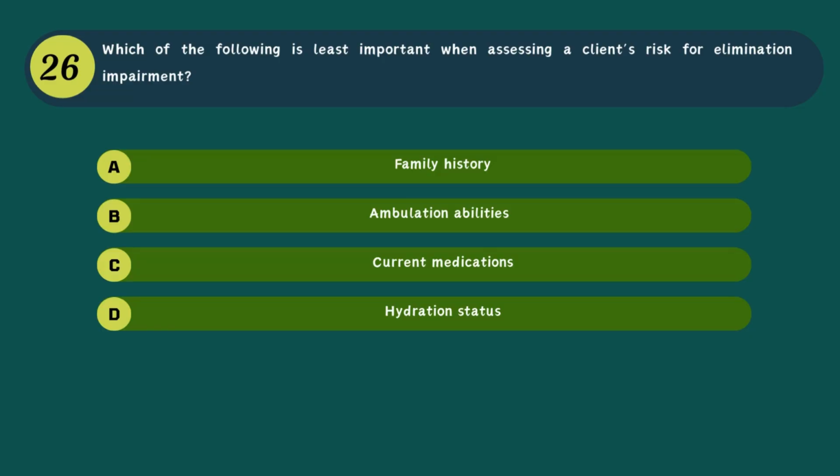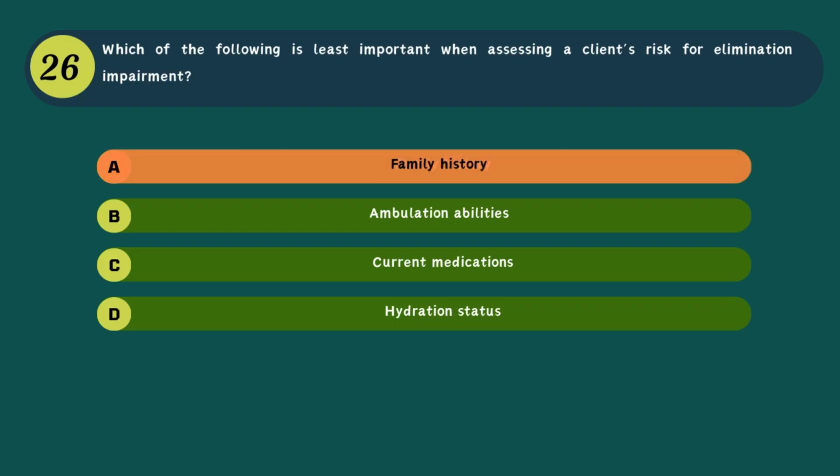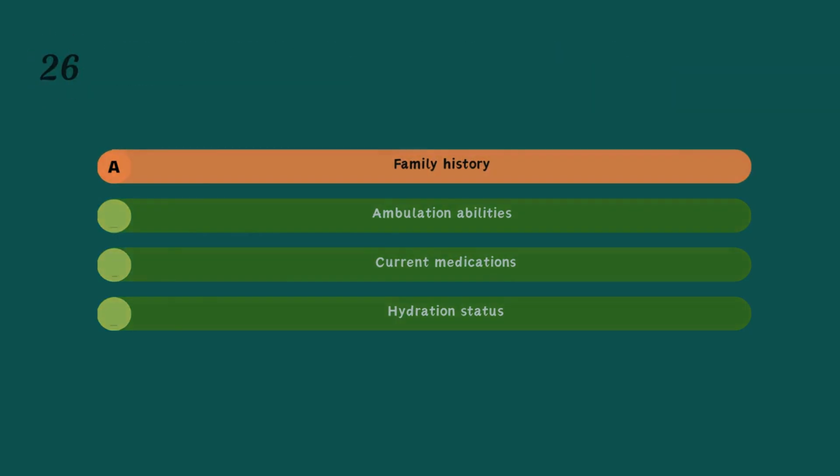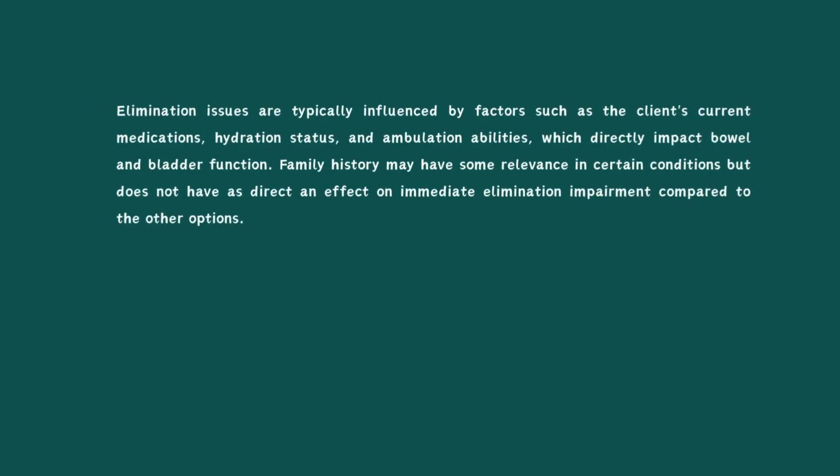Correct answer. A. Family history. Elimination issues are typically influenced by factors such as the client's current medications, hydration status, and ambulation abilities, which directly impact bowel and bladder function. Family history may have some relevance in certain conditions, but does not have as direct an effect on immediate elimination impairment compared to the other options.